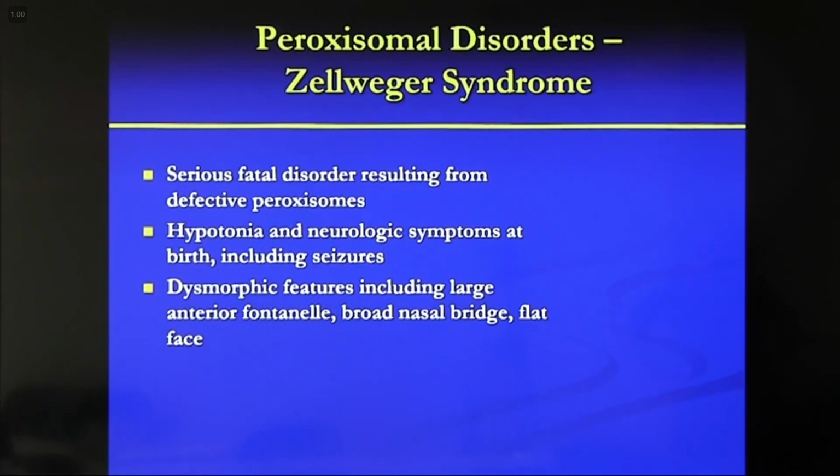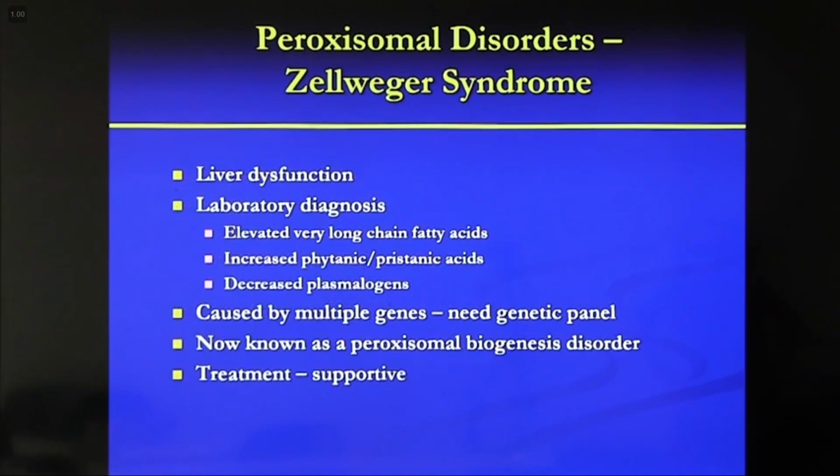One of them is Zellweger syndrome. As I said, this results from multiple enzyme deficiencies in the peroxisome. If you Google this, the picture is worth 1,000 words. Basically, they have a very, very large head that's very tall, a very large fontanelle, a broad nasal bridge, and hypotonia. They get seizures, and usually it's a fatal disorder. They have elevated very long chain fatty acids, but other things as well. And you really need a genetic panel. The new name for this is peroxisomal biogenesis disorder, but you're likely to see it as Zellweger syndrome. And there's no real treatment for this.